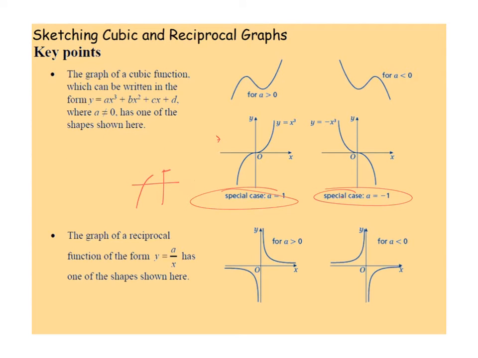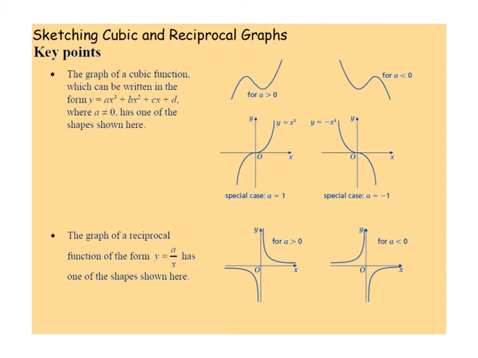So that's the first key point, and I've gone through a bit of detail there. Second key point on reciprocal graphs, and reciprocal graphs are relatively straightforward. You should be familiar with them already. If A is positive, then you get this first shape. If A is negative, you get this second shape.